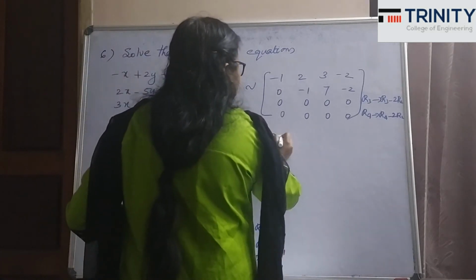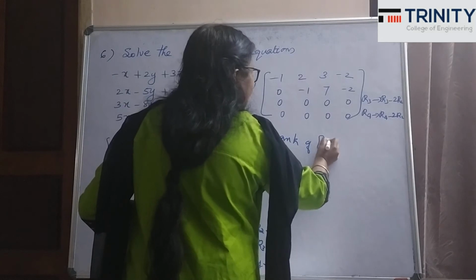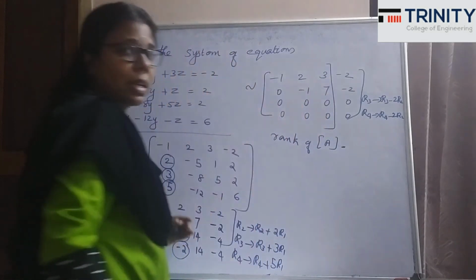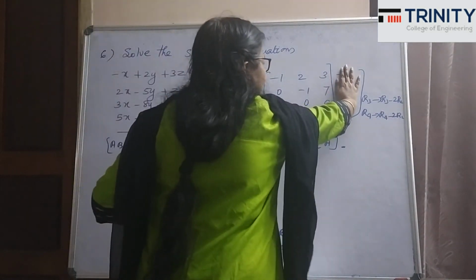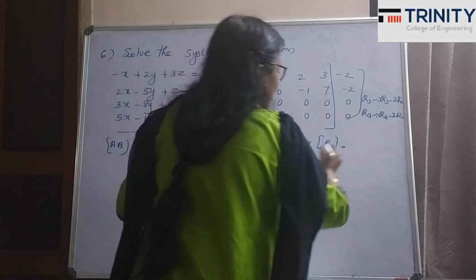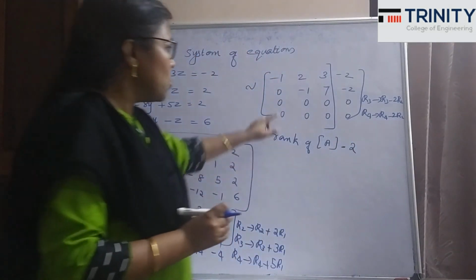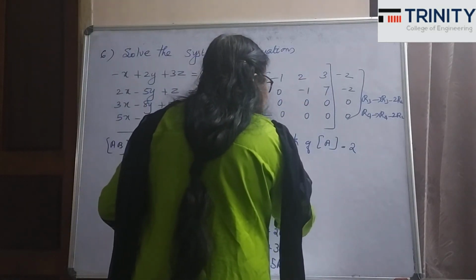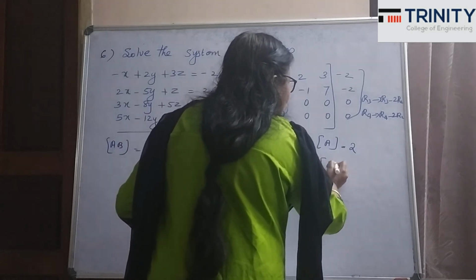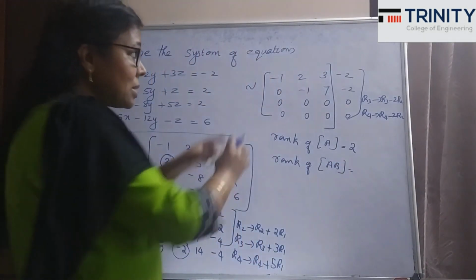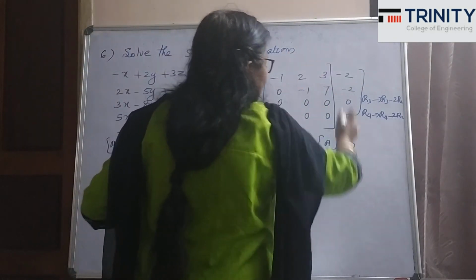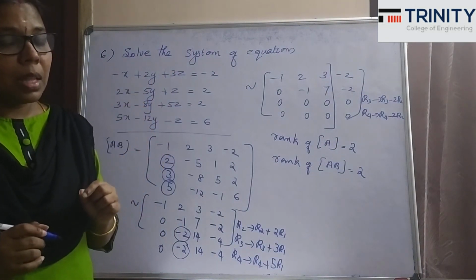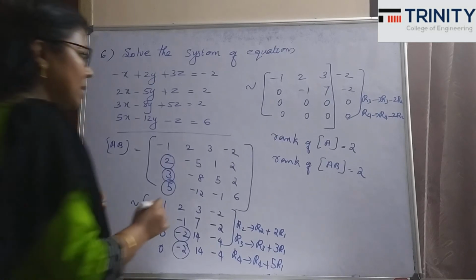Now we have to find the rank of A. What is rank of A? Rank of A is the rank of this matrix, that is 2. Here 2 zero rows. Therefore rank of A is 2. Now we have to find the rank of AB. AB is the augmented matrix. Rank of AB is the rank of this whole matrix, that is also 2. Here rank of A equal to rank of AB. Therefore the system is consistent and has solution.